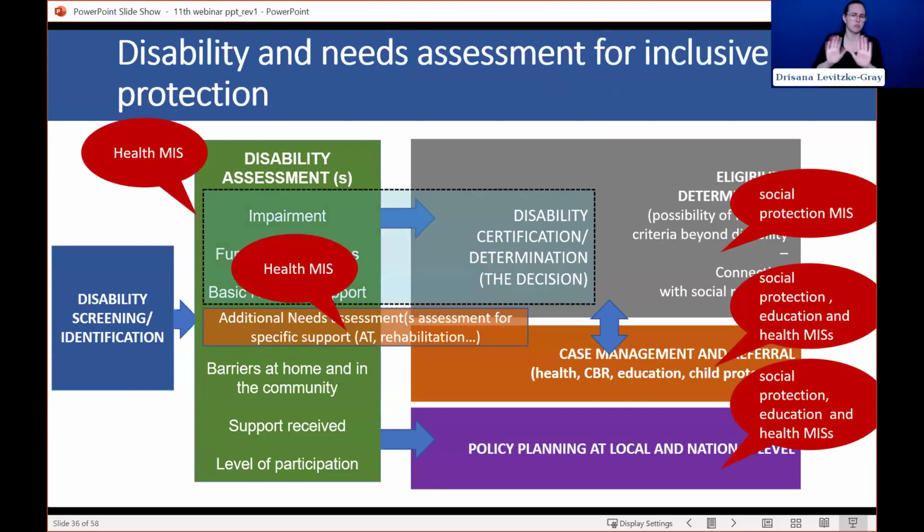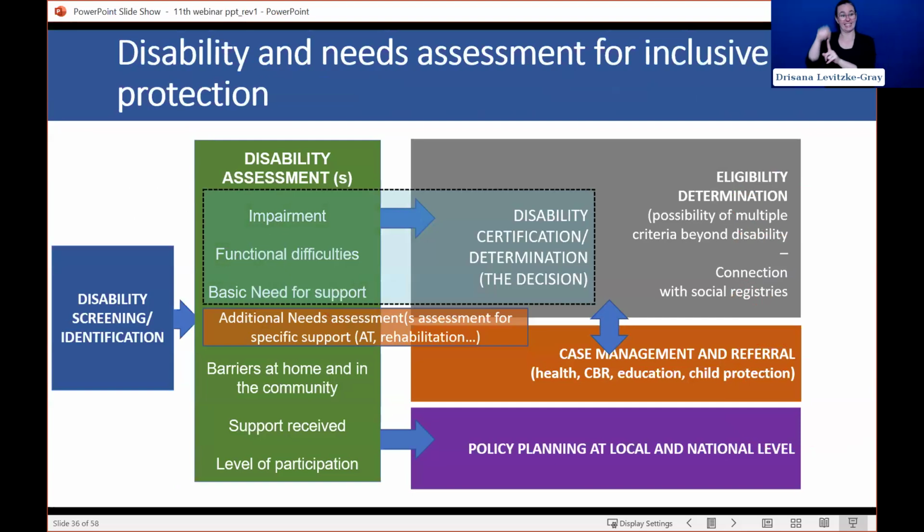About what we are looking to assess, it's important to remember the CRPD Committee recommendations, looking at not only impairment and functional difficulties, but also the basic need for support, the barriers that people face at home and in the community, the support they have, and the level of participation and restriction of participation they have. And this assessment, collecting all this information, will feed case management, policy planning, disability certification, and eligibility determination.